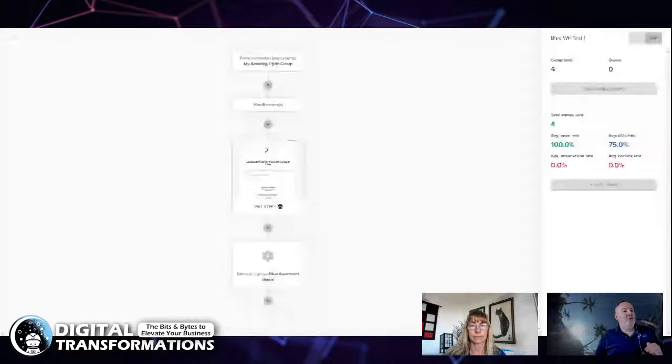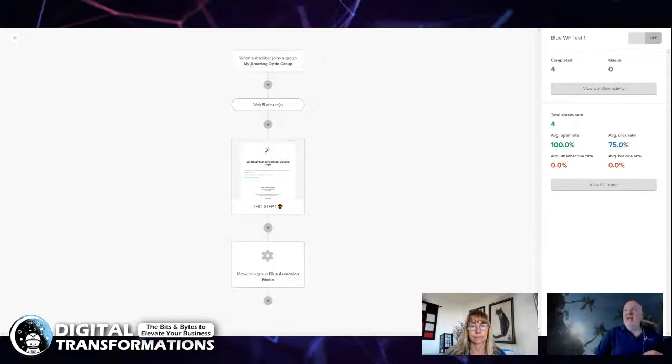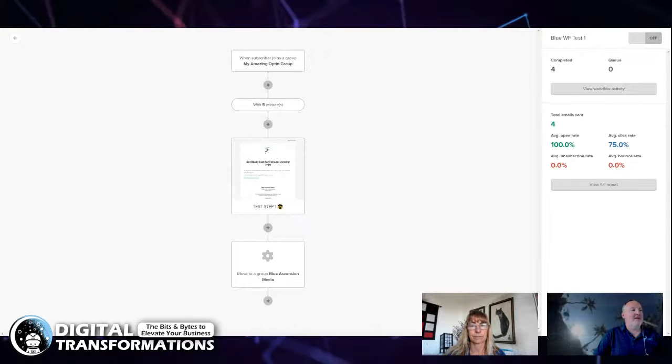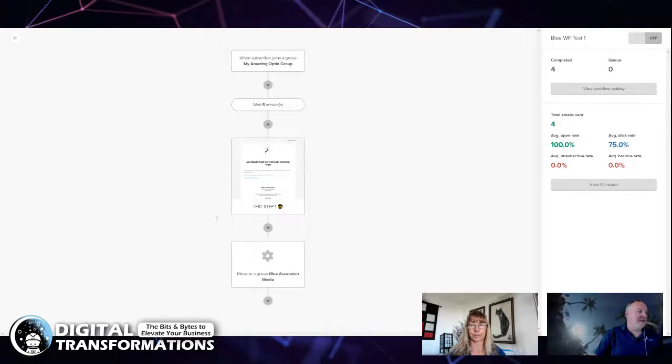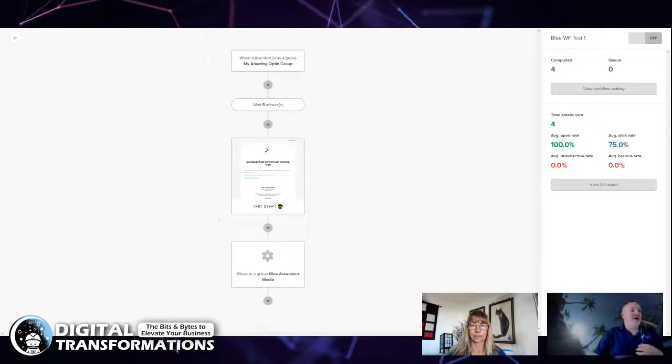In this case, there's a group that you have as a trigger group. It triggers, it says these people have been added to this group. It waits however long you want, and this could be used for some really exciting drip series emails. Then you format your email with your exciting content. We have a test step with even emoji in there. And then we move them directly to a group.